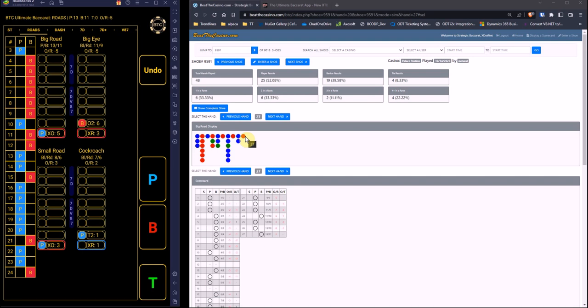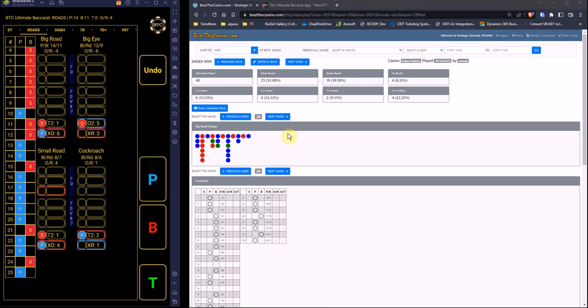So for the XTB, for this next event to be an opposite, we need a player, because that two player multiple would be joined to a banker single. And that's if player goes opposite. So let's see what happens.